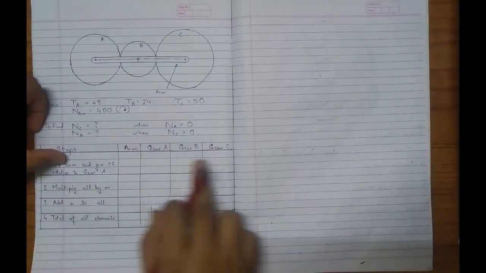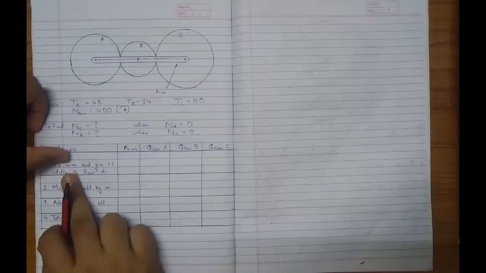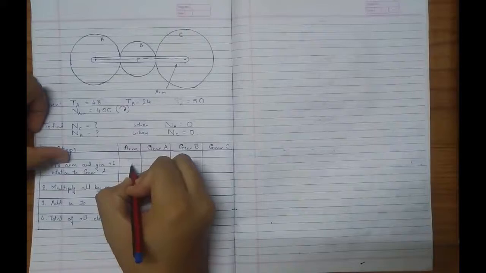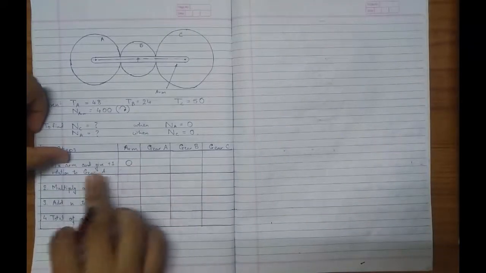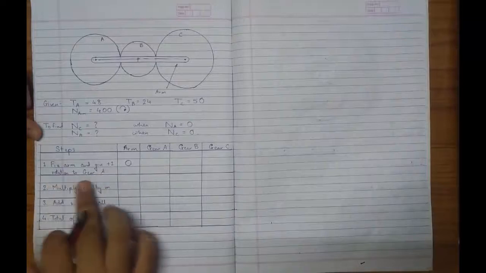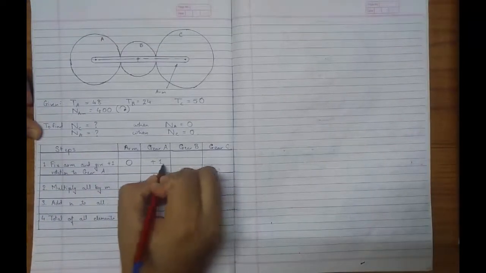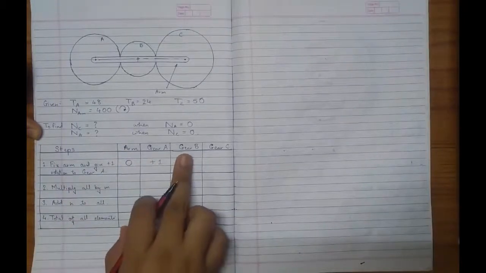In this table you have to write the RPM of each and every element. So if you have fixed the arm, the RPM of the arm will be 0. So we can write 0 over here. Now what will be the RPM of gear A? We have said we have to give +1 rotation to gear A. So this will be +1. Now we have to find out what will be the RPM of gear B.